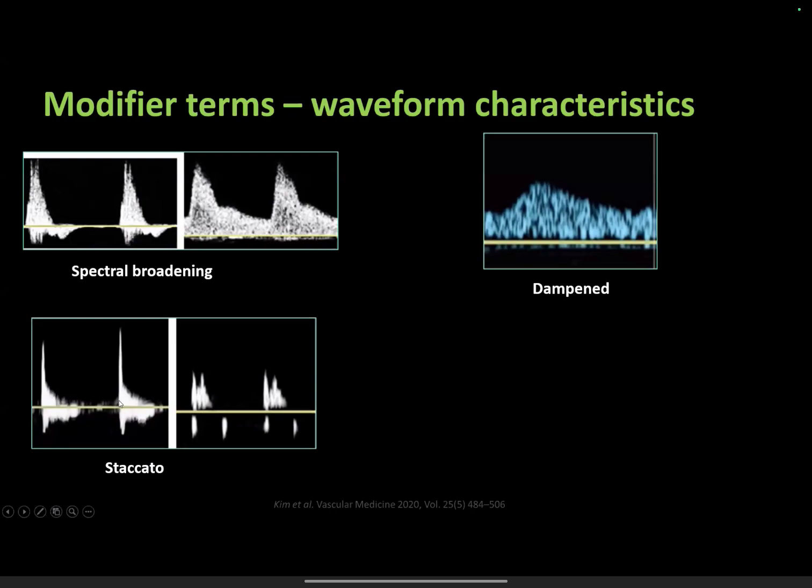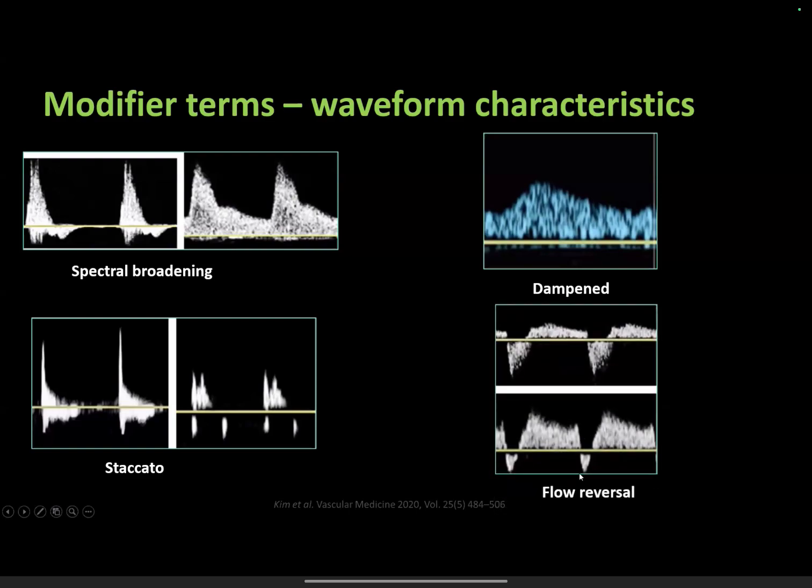This is staccato flow, disturbed flow. There is abrupt achievement of the systolic peak with abrupt deceleration and loss of diastolic flow. So earlier we used to call it a blunted or thumb spectrum, which is seen just prior to the occlusion, before establishment of the collateral flow.